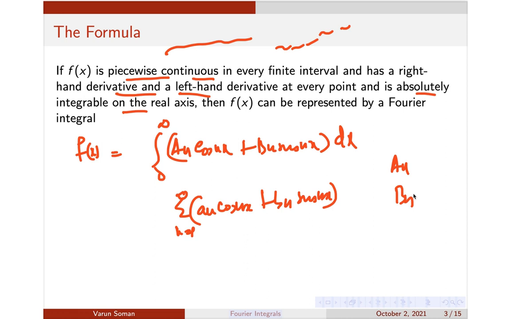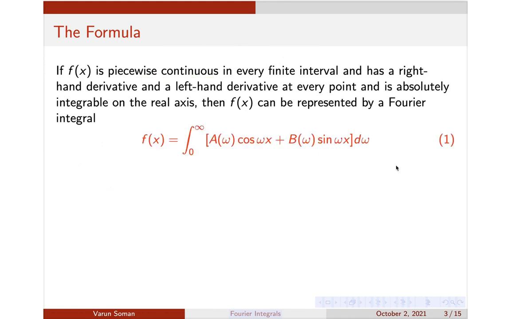When you are asked to represent a function as a Fourier integral, first of all you have to write this representation, then you have to find the values of an and bn, and then you have to substitute them back in the integral. That is the idea here. This is roughly the representation. Now let us look at the correct representation. Your f of x can be written as, so instead of x I am using the symbol omega here.